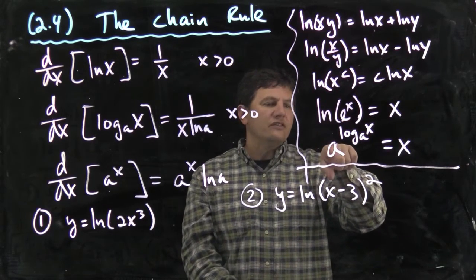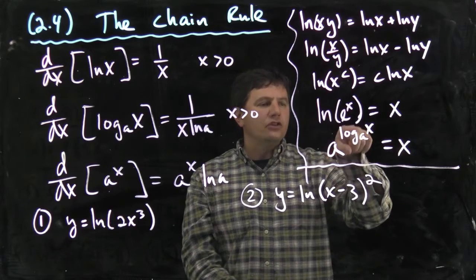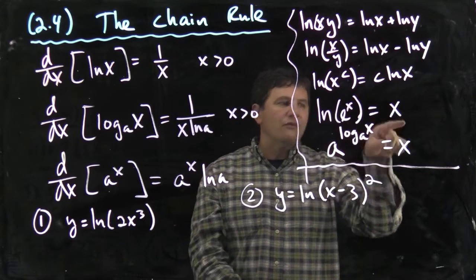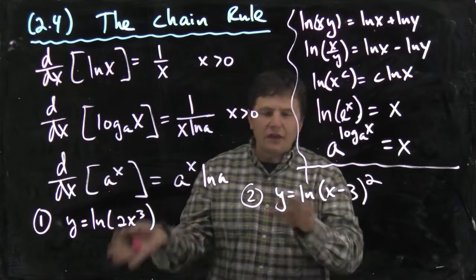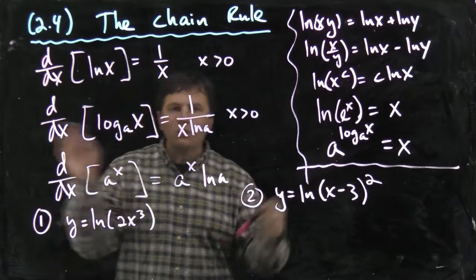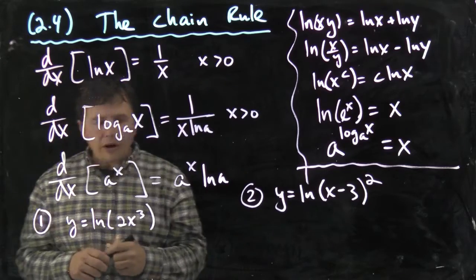So if I had, for instance, 2 to the log base 2 of x, they undo each other and it's back to x. Okay, so let's take a look. We'll do these 2 examples and then I'll erase and we'll do a slew more.